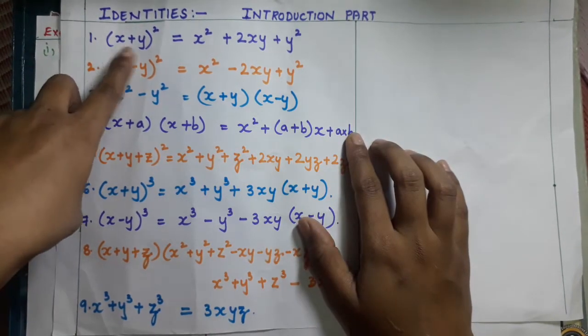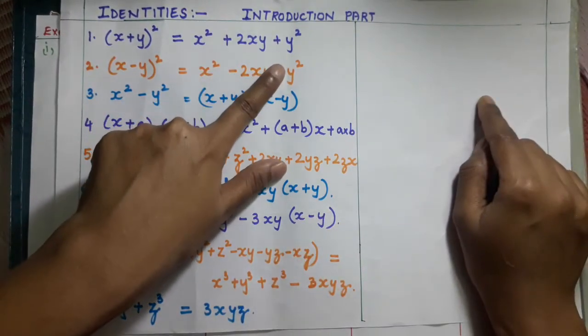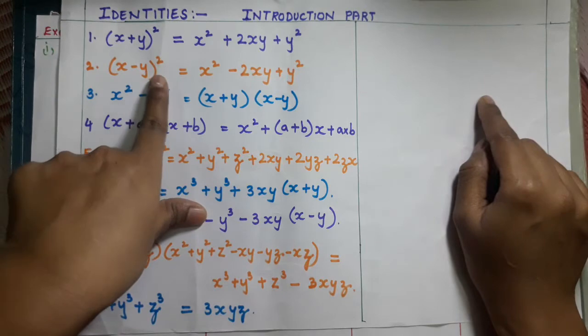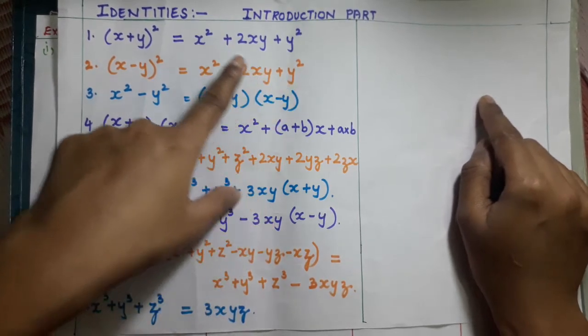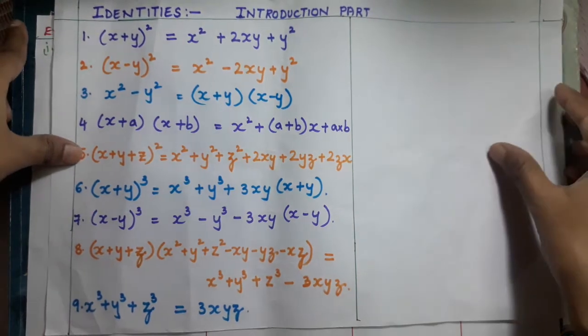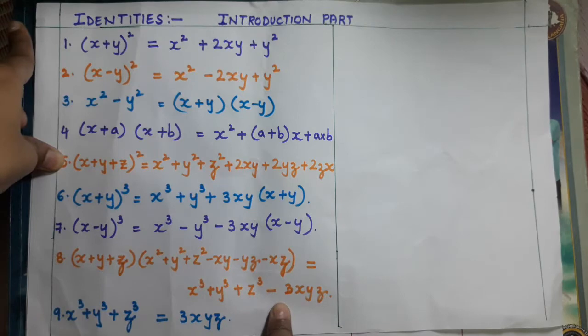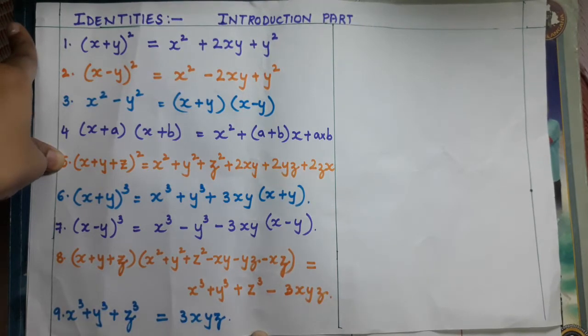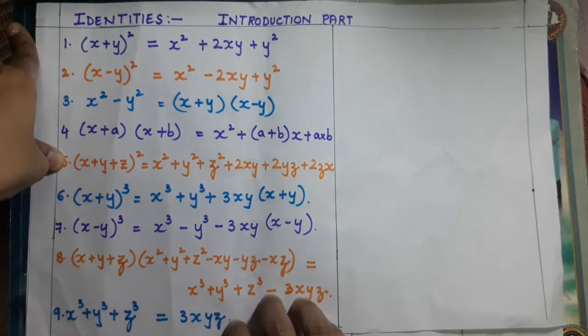(x + y) whole square is equal to x square plus 2xy plus y square. (x - y) whole square is equal to x square minus 2xy plus y square. So we have 9 identities children. Now you have to learn these by heart. These are very important formulas. Complete the 2.5 exercises depending on these formulas.